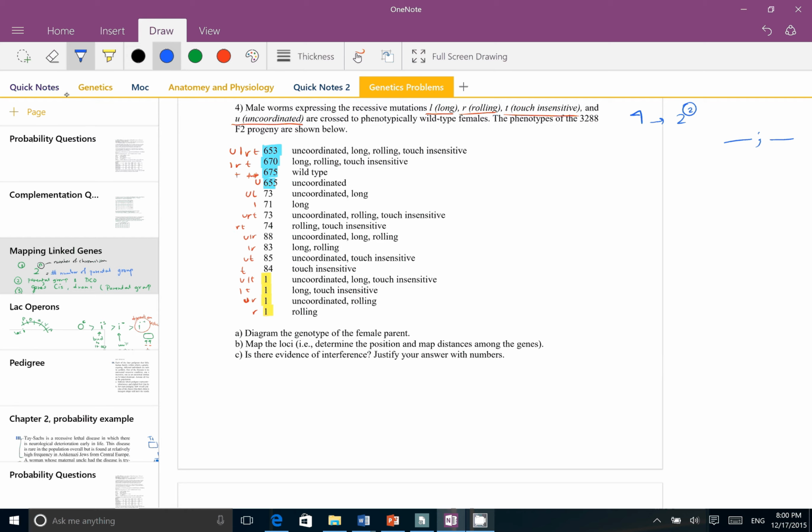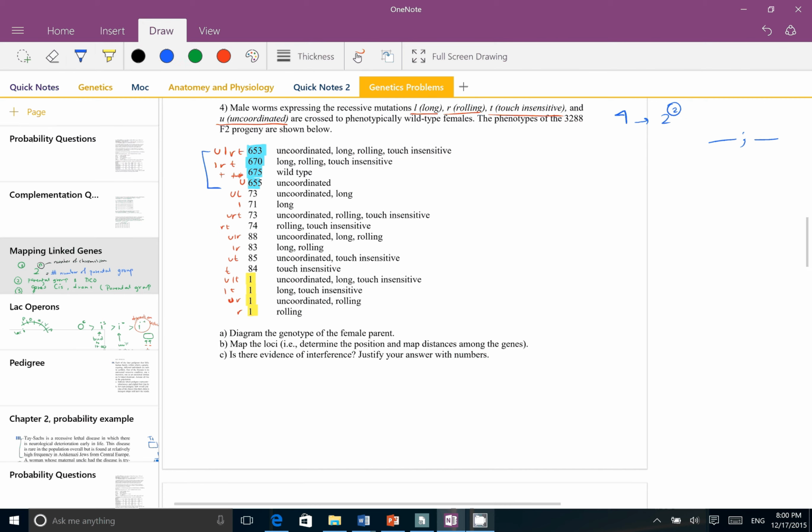So let me write the parental groups again over here. So I have U, L, R, T. If I have all of them in one, that means the equivalent one to it is the wild type. Okay, so I took these two together. And then if I have L, R, T, then I have U on the other chromosome, right? So it's these two together. It just makes it easier for me if I group them.